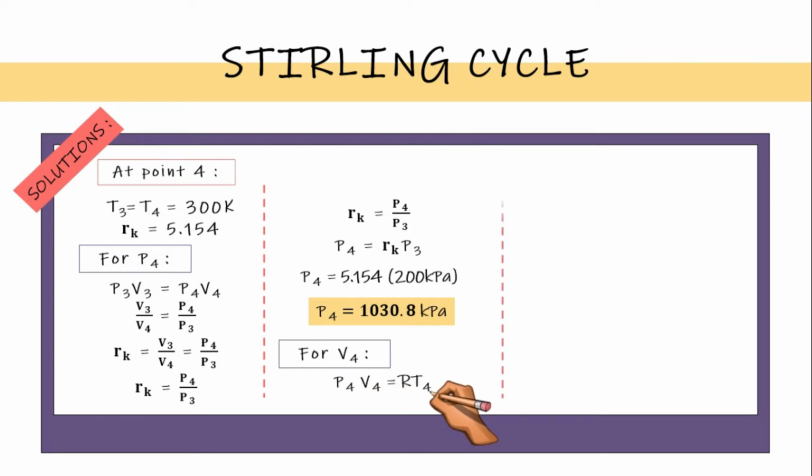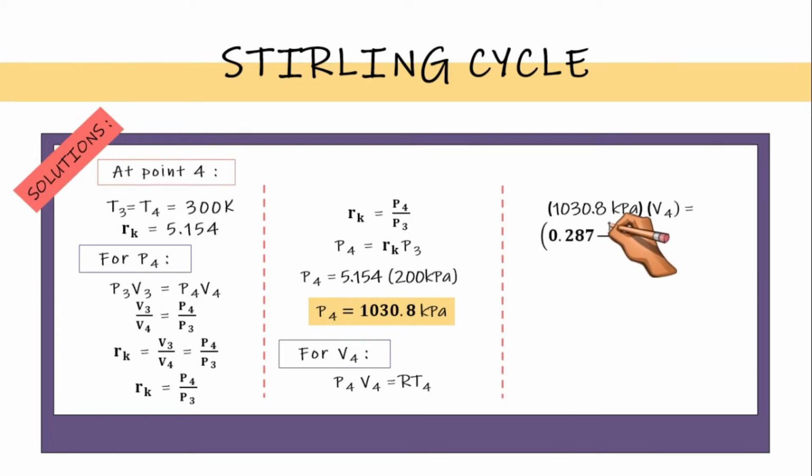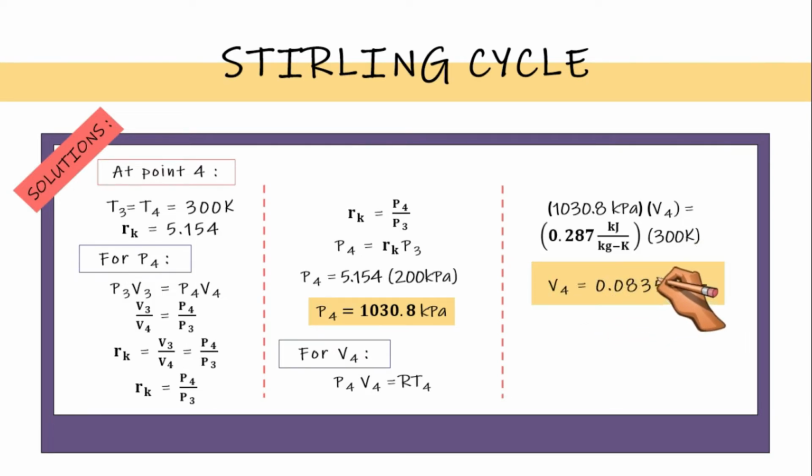P4 V4 is equal to R T4. 1030.8 quantity times V4 is equal to 0.287 kilojoules per kilogram per Kelvin multiplied by 300 Kelvin. Now, evaluate for V4. V4 is equal to 0.08353 cubic meter per kilogram, since it's specific, right? Specific volume is V4.